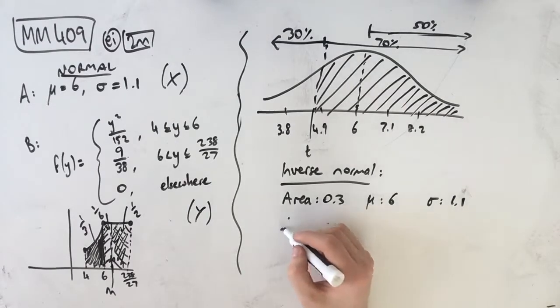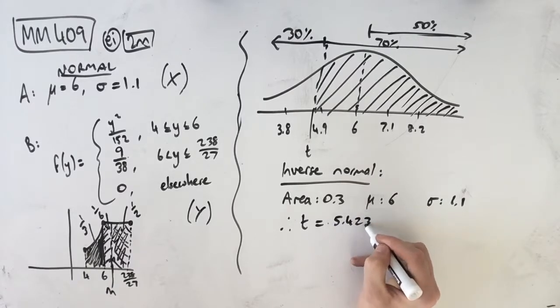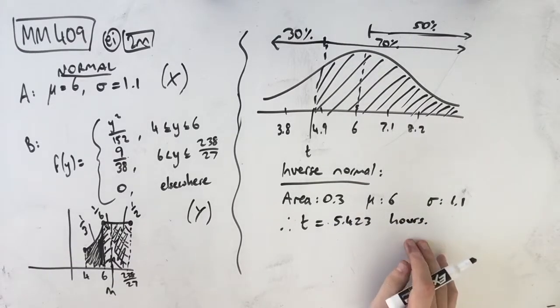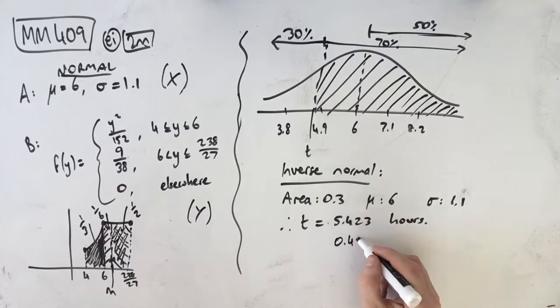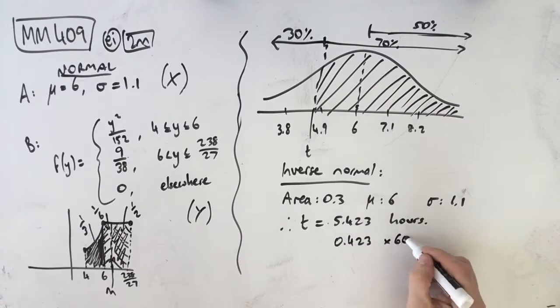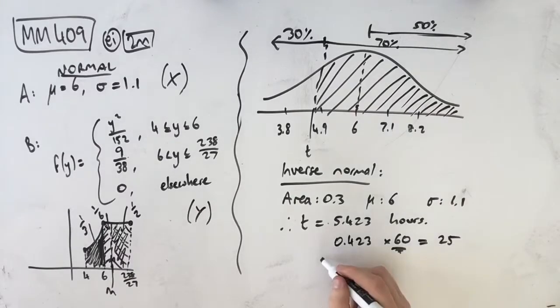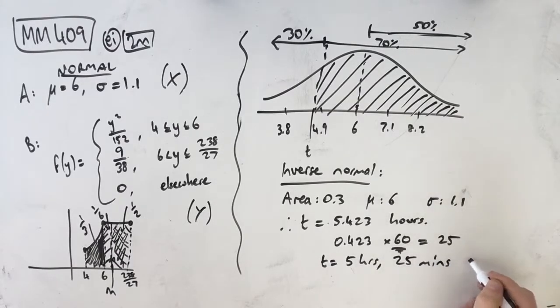Now, this means that our t value will spit out as 5.423 hours. But we're not asked for it in this form, we're asked for it correct to the nearest minute. So we take our decimal off the end, 0.423 multiplied by 60, because there's 60 minutes in an hour, and that's equal to 25, which means that t is equal to 5 hours, 25 minutes. And that's our second mark.